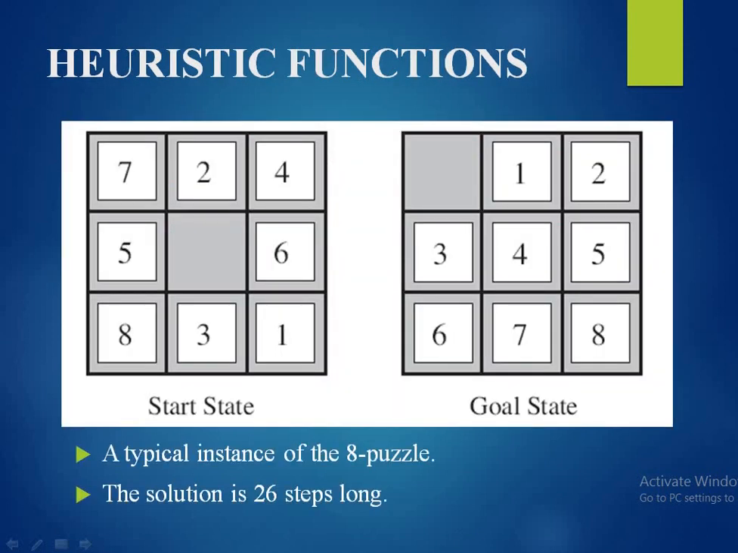So here is the example provided. The first image shows the start state. Here the blocks 1 to 8 are provided and the empty space is provided. So we have to slide the squares in such a way that our goal state is achieved. So how many steps do we require here? The solution is 26 steps long to solve this puzzle from the starting state to the goal state.